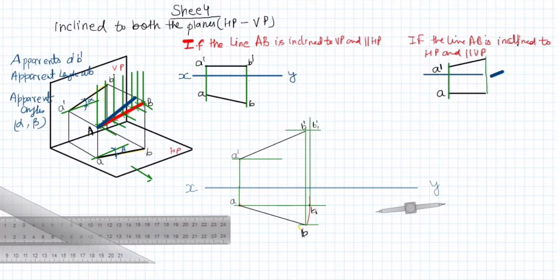Now, next, we will need to join A dash to B1 dash, like this. Now this A dash B1 dash, which we have joined, will give us the true length of the line, and the inclination this A dash B1 dash makes with the axis is the true angle, which will be represented by theta.